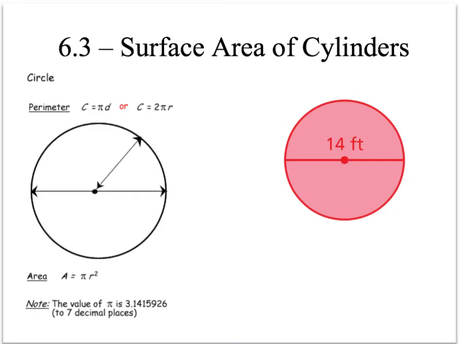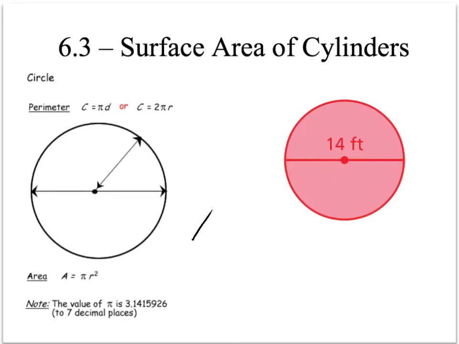Alright, section 6.3 is surface area of cylinders. I put as a reminder the formulas for the circumference of a circle, and the formula for area. If you need extra practice, here is another circle. Obviously, the diameter is 14 feet.